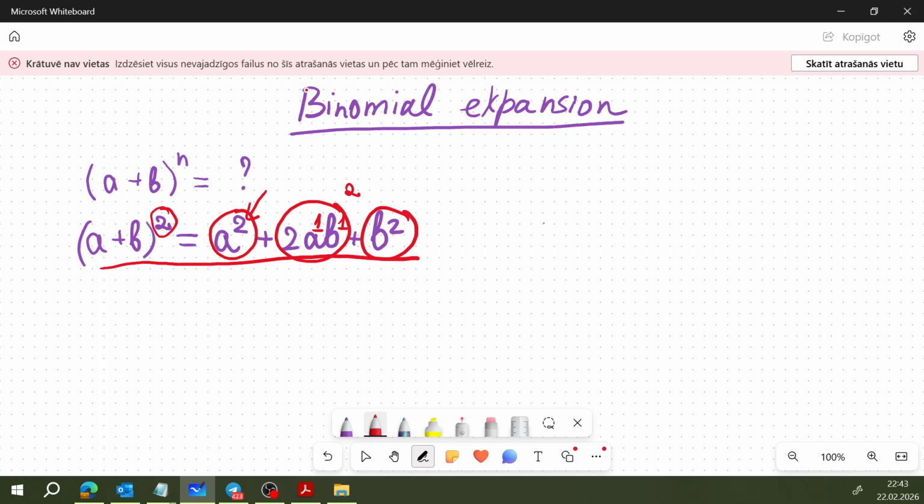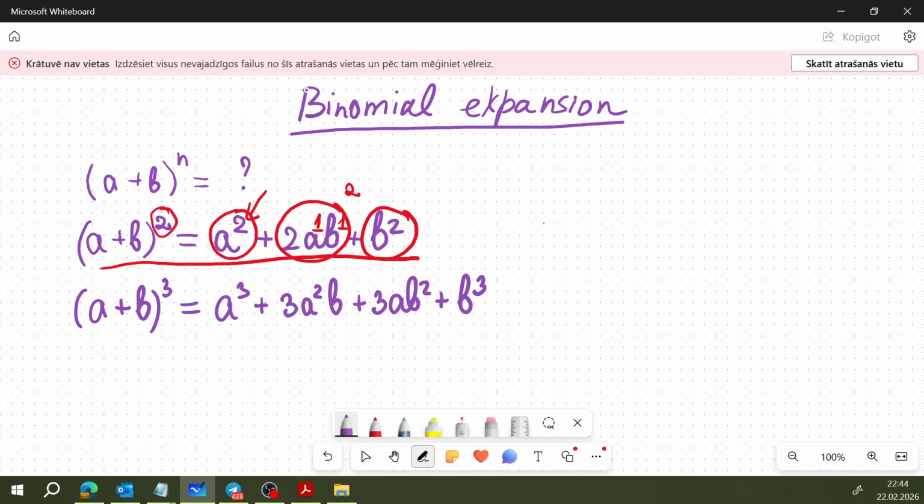In this regard, we can speak about the next term, a plus b to the power of 3. You can see it is a cubed plus 3a squared b plus 3ab squared plus b cubed. Again, each single term will have in total the power of 3, because here you get the power of 3 like a times a times a. Here you have a times a times b, so 3 times we multiply. Here we have a times b times b, and here we have b times b times b.